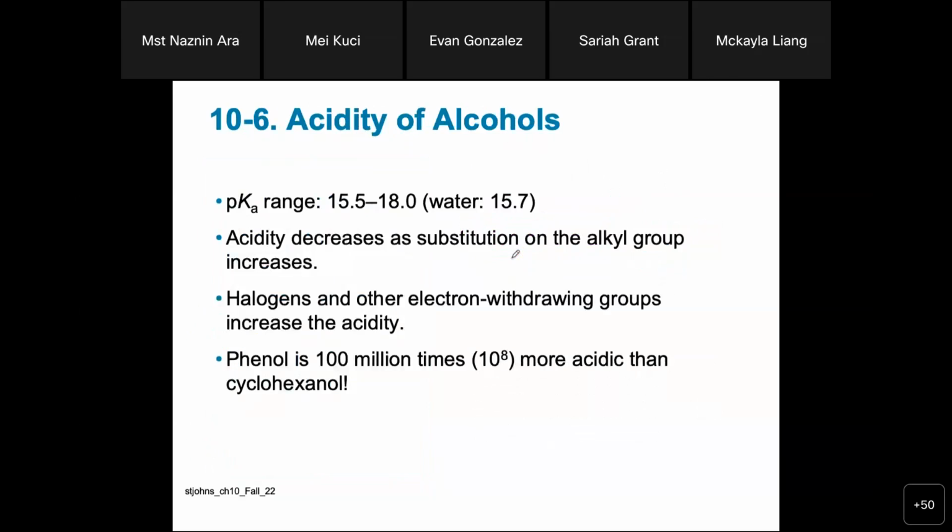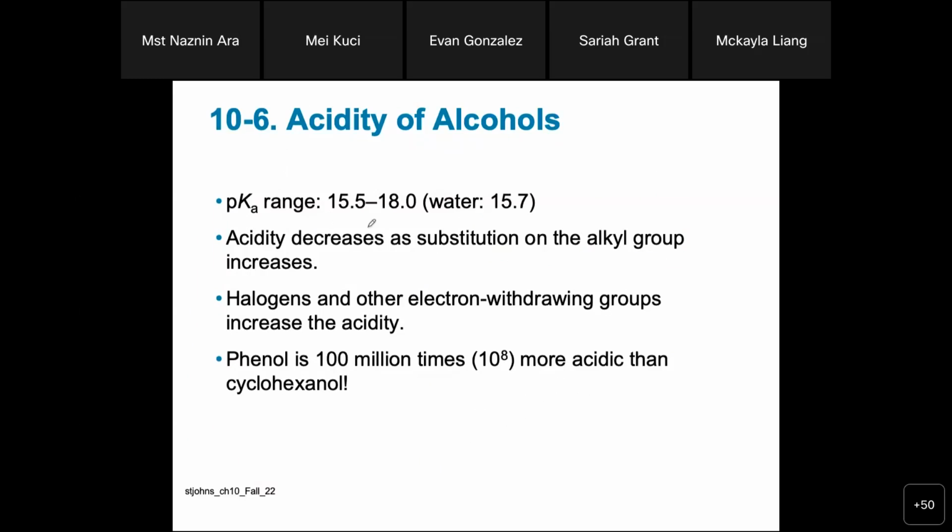Acidity of alcohol. Actually, we use Ka and pKa. Ka is the acid dissociation constant, or the strength of acid, and pKa is the negative log value of Ka. Remember, pKa is the log value of the Ka value. These values are inverse. So if you see that the Ka value is higher, you will see the pKa value is lower.